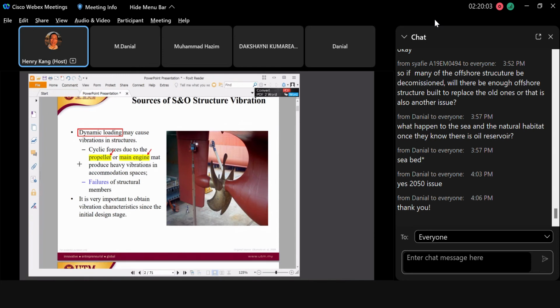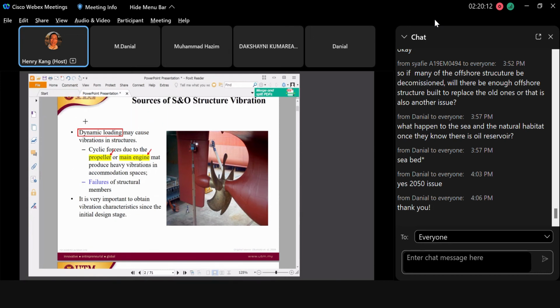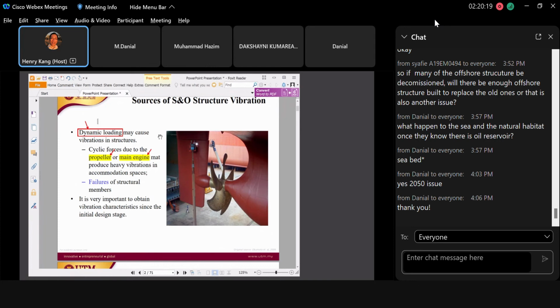It is very important to obtain the vibration characteristics in the initial design. Now I ask you, what is the dynamic loading? When we see the equation of motion, just now I gave you, let me write again: m d²s/dt² plus c ds/dt plus k s equals f in time.